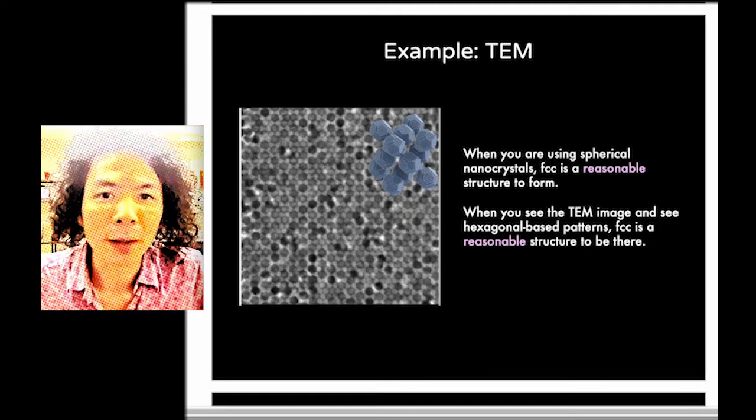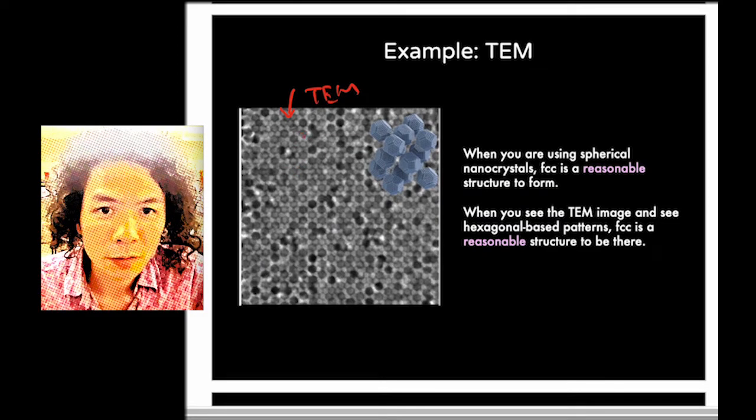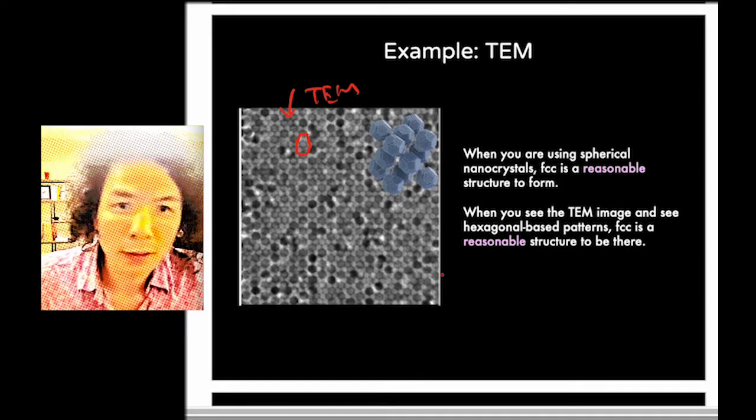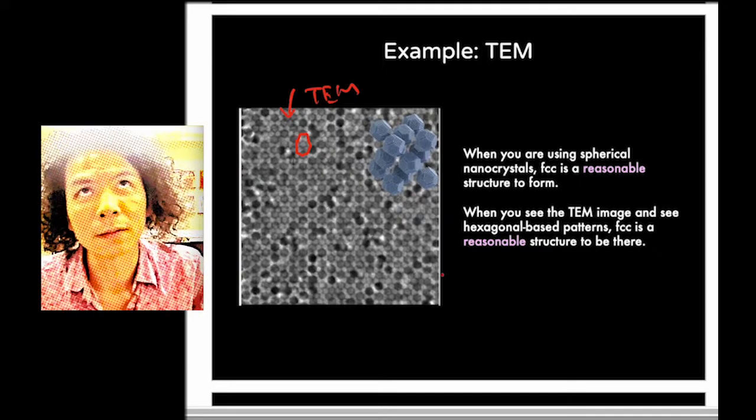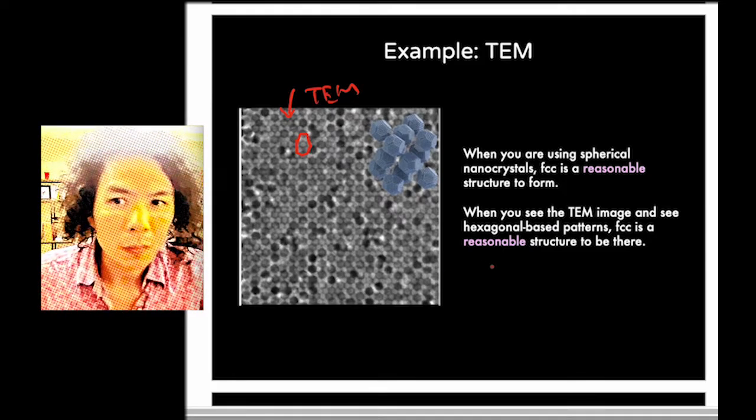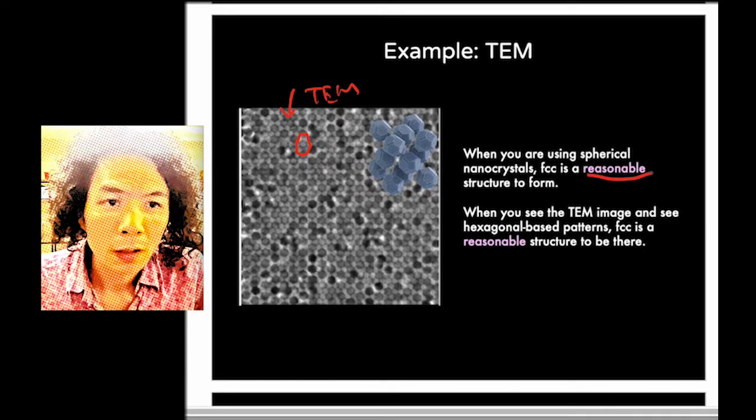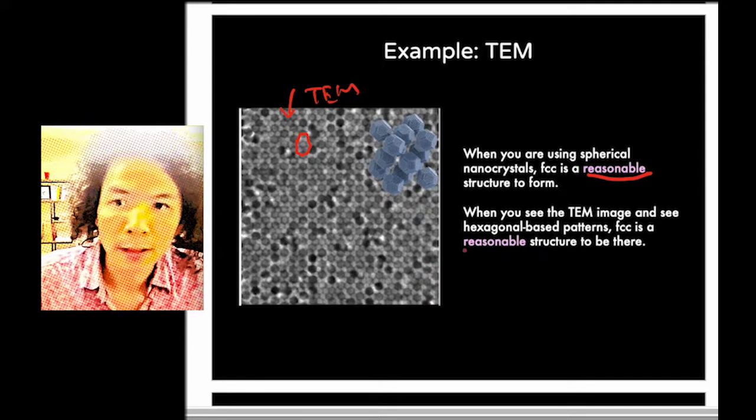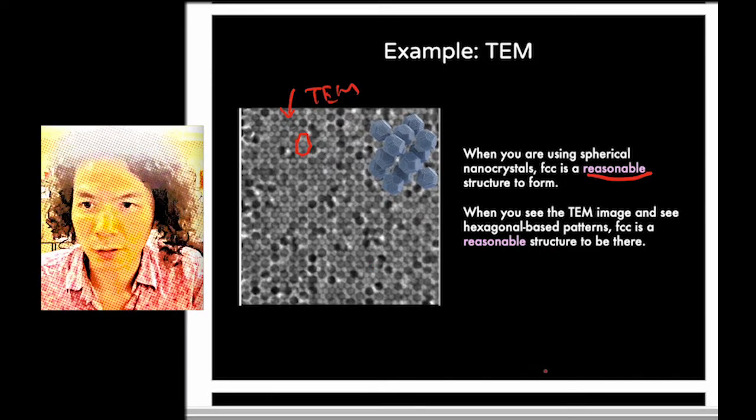So here I make a superlattice of nanocrystals, and when I take a TEM result, this pattern seems to be a nice hexagonal based structure, which is consistent with 111 projection. I mean FCC structure from 111 projection. So first, from this TEM result, you can make a reasonable assumption that this superstructure is FCC. And so let's use this assumption to determine the crystal structure.